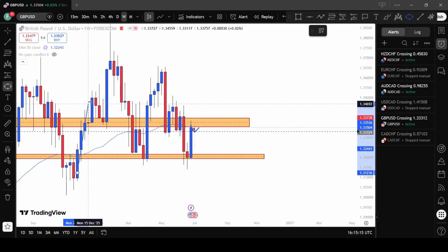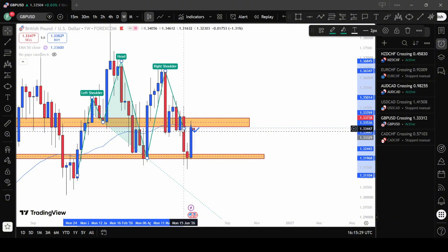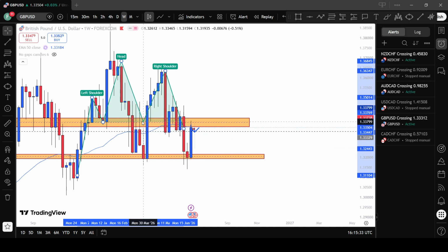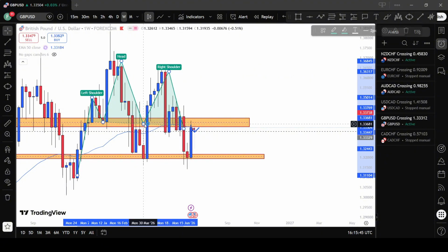So this could be, hold on, this could be the left, the head, and then the shoulder right here. That could be the head and shoulders pattern right there, literally. Or it could be somewhere up here, something like that. Regardless, there is a head and shoulders pattern right here.